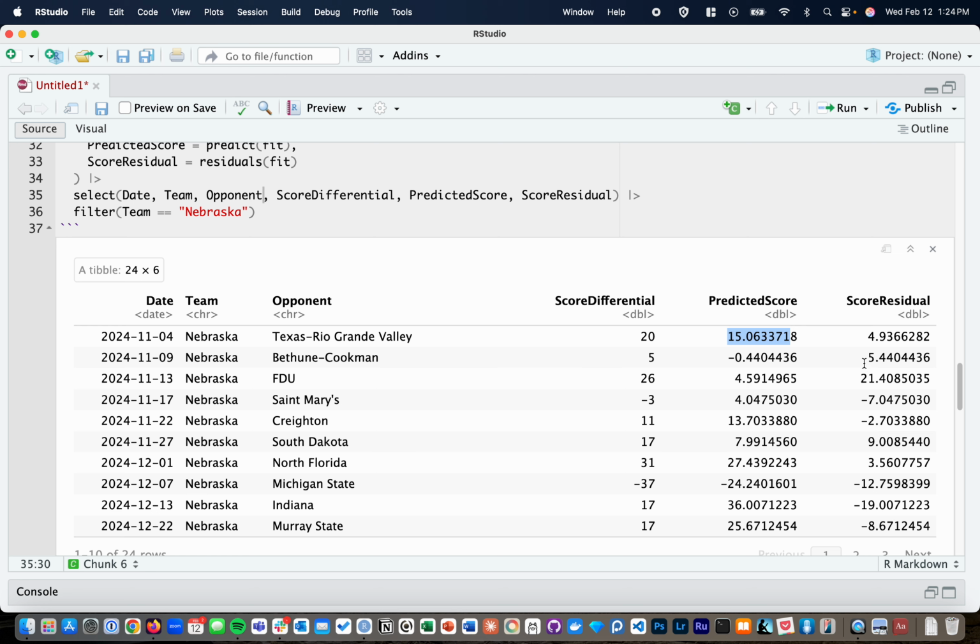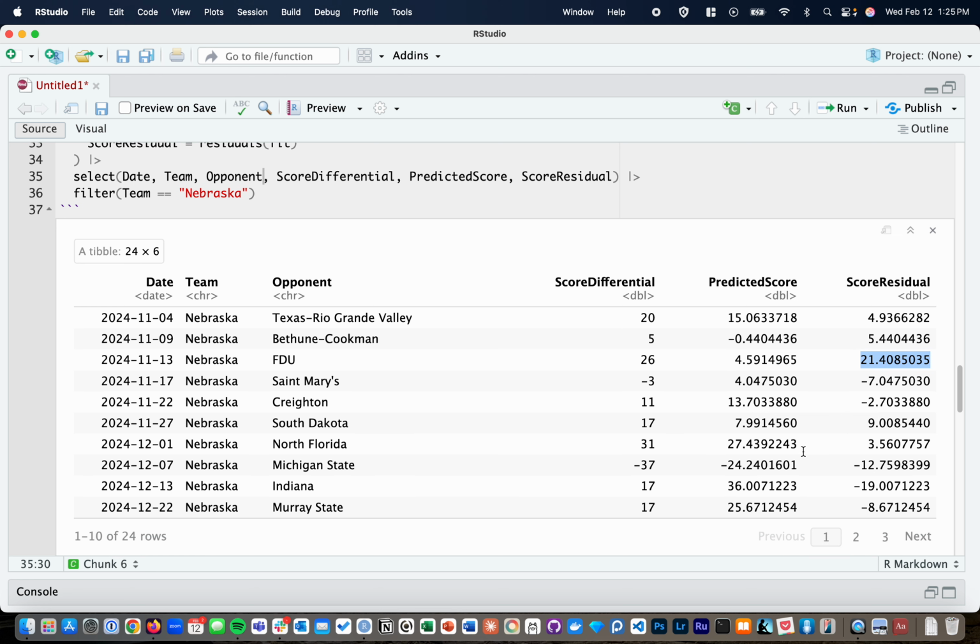We overperformed by 5 points. Against Bethune-Cookman, we only won by 5 points. The way we played against Bethune-Cookman, we should have lost, according to the predictive model. That's where this gets fun. If this is a negative number and this is a positive number, St. Mary's, here's another one. We lost by 3. The model says we should have won by 4. We underperformed by 7 points. FDU, we should have only won by 4.5. We won by 21. We wildly overperformed in that.